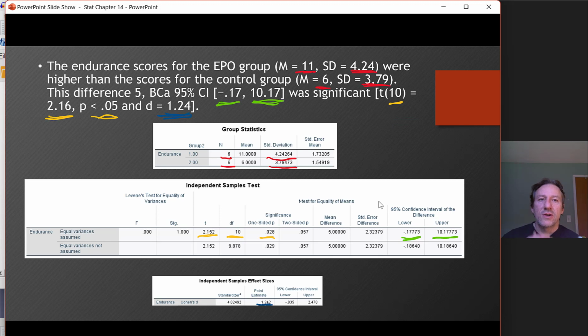And I did make a little chart, or not a chart, but I color coded it. I've had students in the past that were into this color coding stuff. I should have underlined the mean though. Whoops. So mean 11, mean 6. Our standard deviation comes from there. Standard deviation comes from there. Our 95% confidence intervals come from right here, the green ones. Here's the degrees of freedom, the 10. That 2.16 comes from right here. And then our Cohen's D comes from right down here, that 1.2.